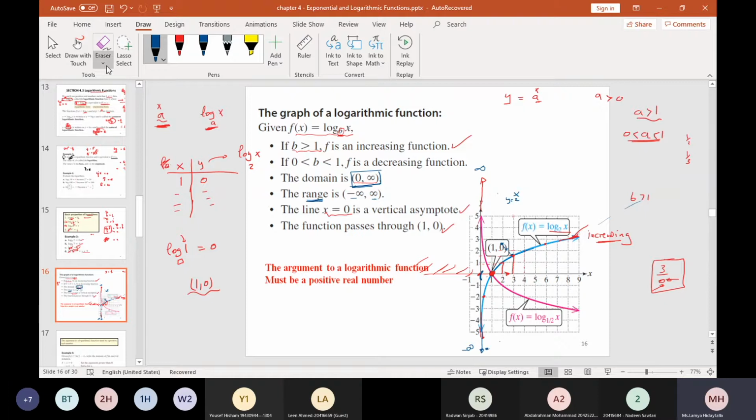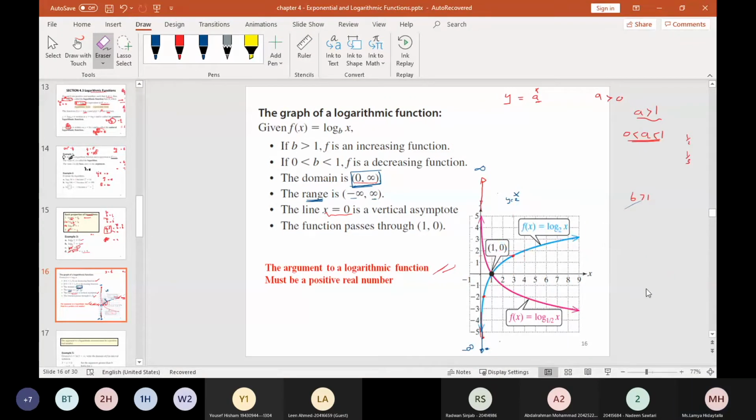Okay يبقى for a logarithmic function, okay, البase it should be a positive value that is either greater than 1. طيب دي الحالة الأولى لما يكون عندنا greater than 1, اللي هو the blue curve. طيب البلو كيرف يبقى دي في الحالة b greater than 1, الفانكشن is increasing, الدومين from 0 to infinity, الرينج from minus infinity to infinity, a line x equal to 0 is an asymptote, والفانكشن passing through 1 and 0.